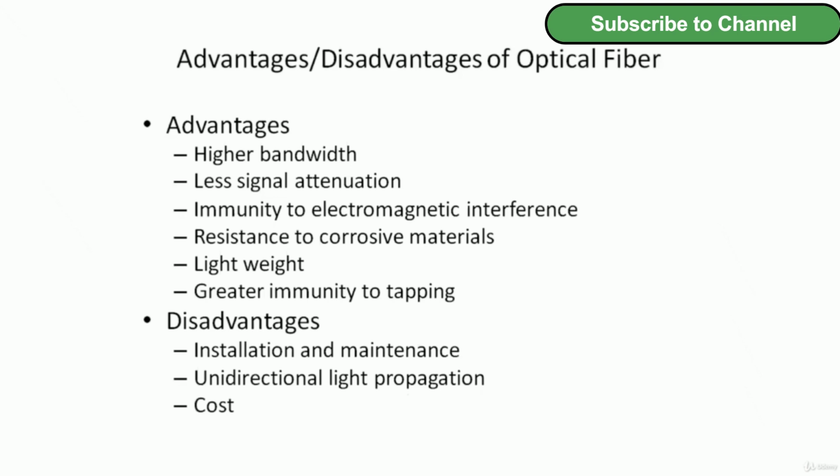Then disadvantages, it is also having some disadvantages, and that we have to study. The first disadvantage is the installation and maintenance. It is definitely high. Installation cost and maintenance is very high. Unidirectional light propagation, light propagates in one direction only, and definitely the initial cost is more for this optical fiber cable.